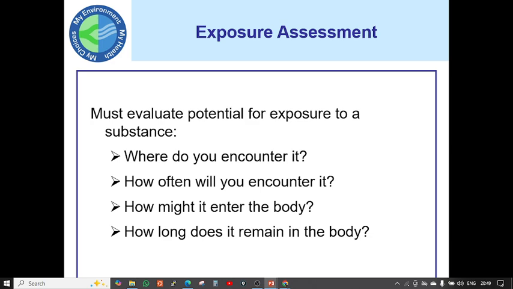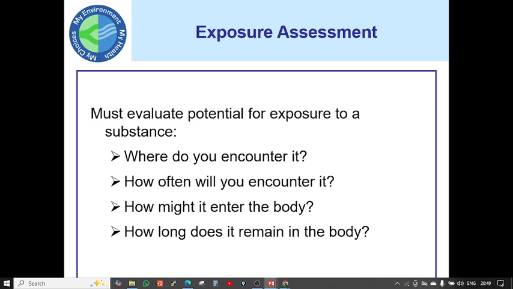Exposure assessment evaluates the potential of exposure, meaning where you encounter it. If you are inhaling some gaseous substance, then just do not go to that place. You have to know all these questions, such as how often you encounter it. If you are working in a chemical factory, then you are bound to go there and live in that environment because you are paid for it. If you are earning money from that, you are bound to it. These things also greatly affect your body.